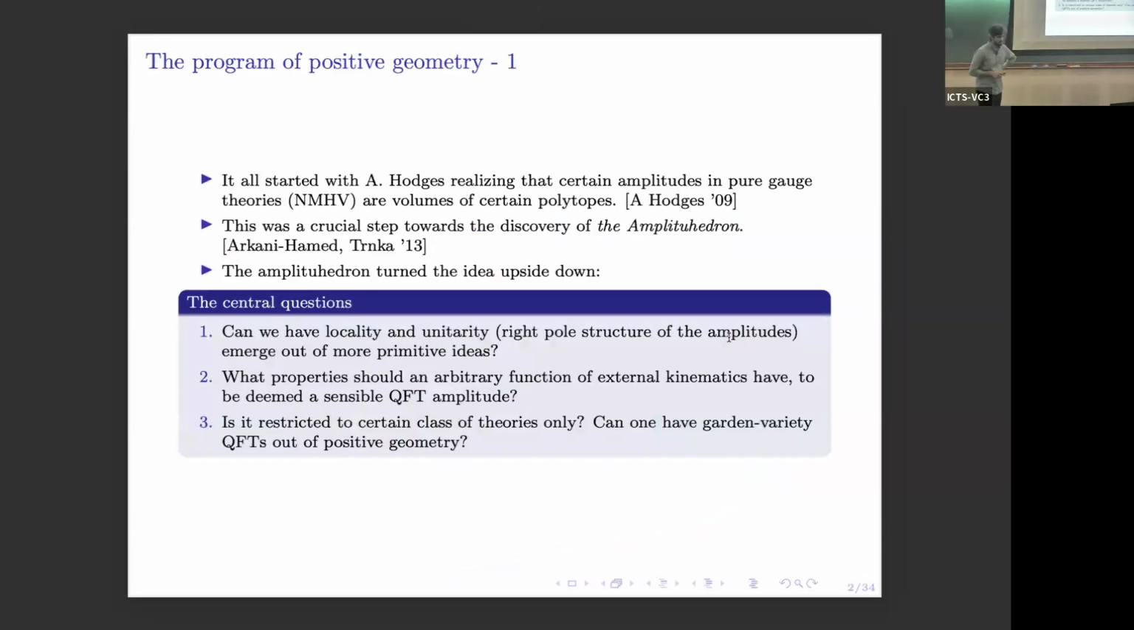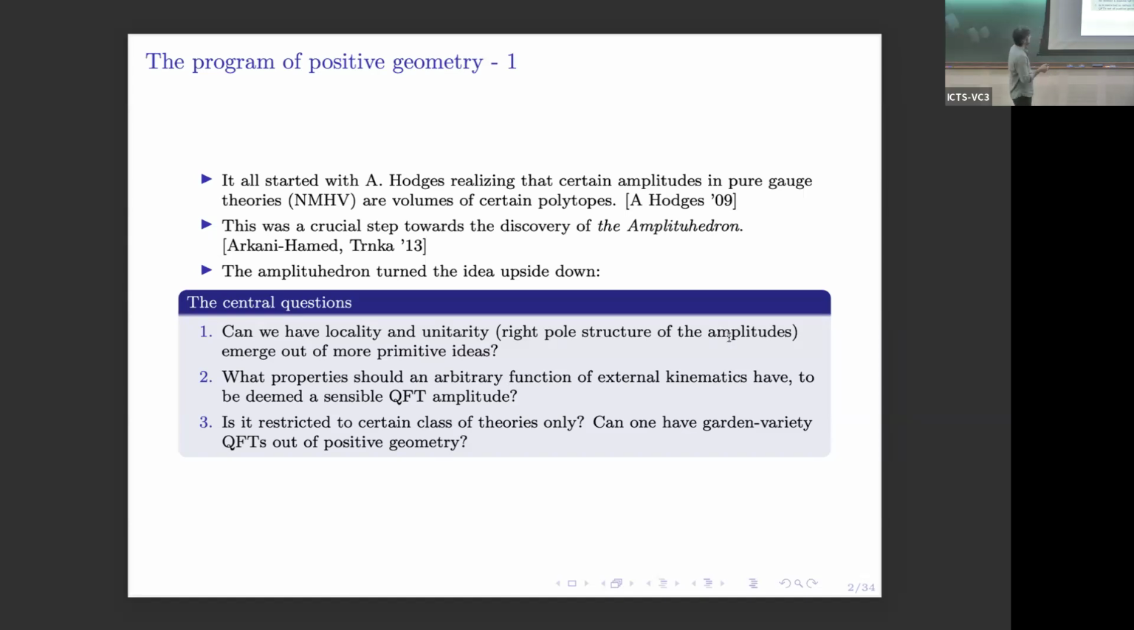To begin with, I will briefly talk about the program of positive geometry itself. It all started with Andrew Hodges realizing that certain amplitudes in pure gauge theories, no supersymmetry, nothing, are actually volumes of certain polytopes. This was a remarkable result in 2009, and these polytopes lived in twistor CP3 coordinates. This was a crucial step towards the discovery of the amplituhedron, which came out in 2013, by Arkani-Hamed and Trnka, which you might all have heard of.